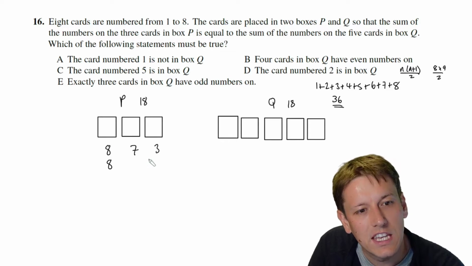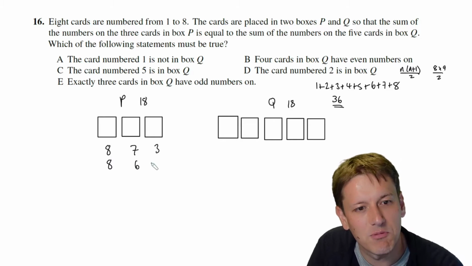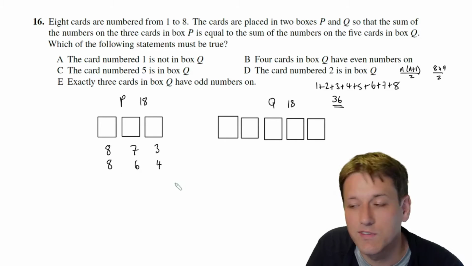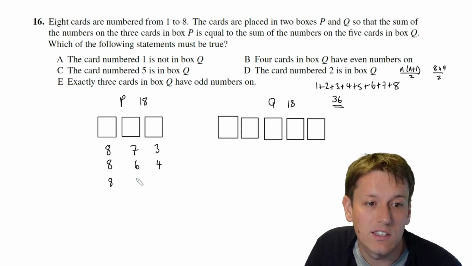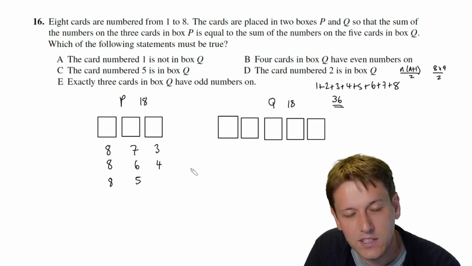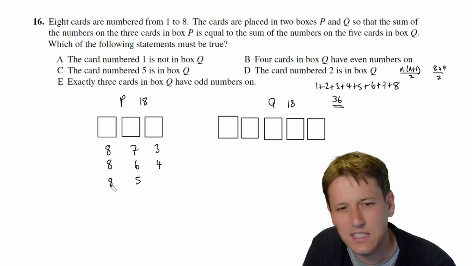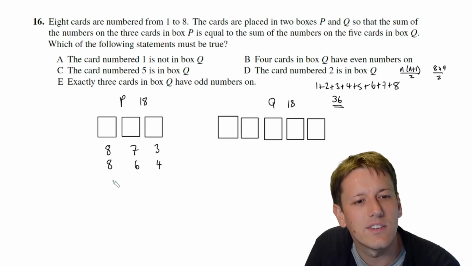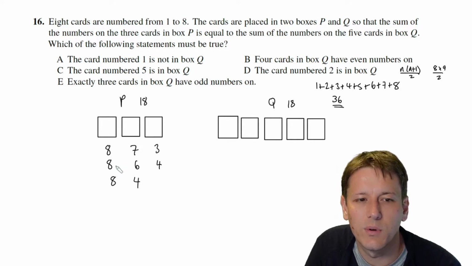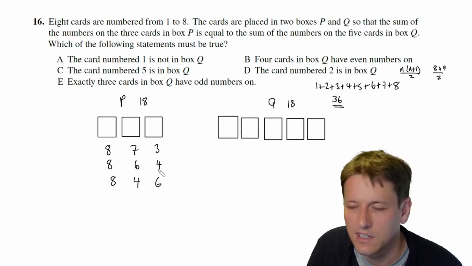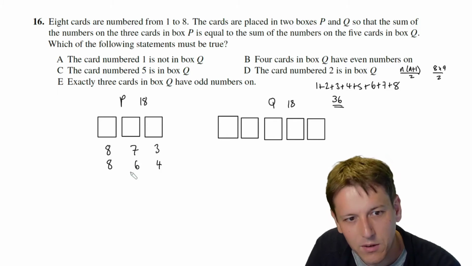So I could keep the 8 and then have a 6, and that would be 14. That would leave me with 4. If I tried to do 8 and 5, that would be 13, so I'd need another 5 to get to 18, but there's only one 5, so I can't do that. And as soon as I get down to 8 and 4, well, it's the same option that I've already done, 8, 6, 4, right? So I don't need to keep going with those.